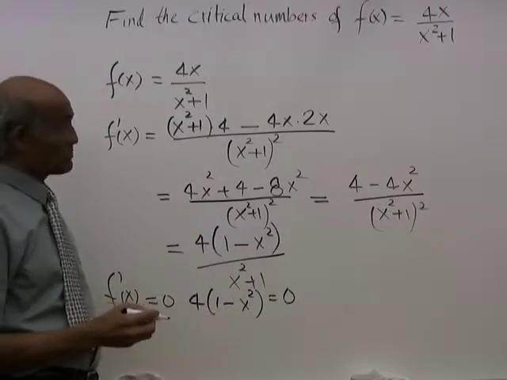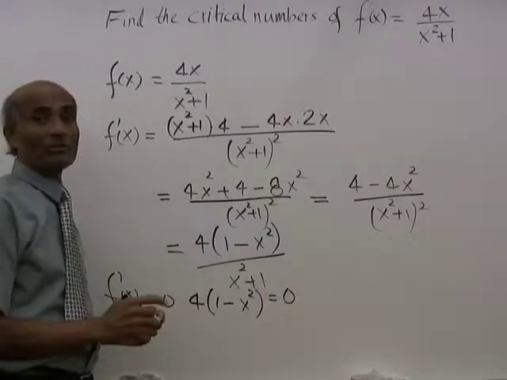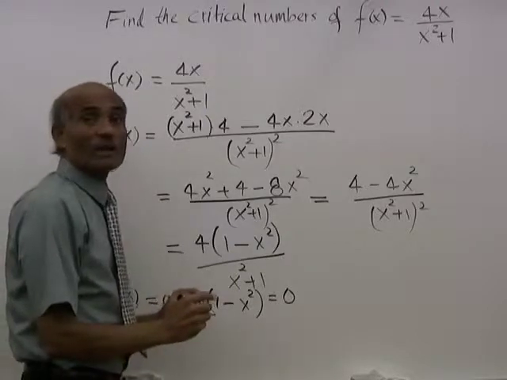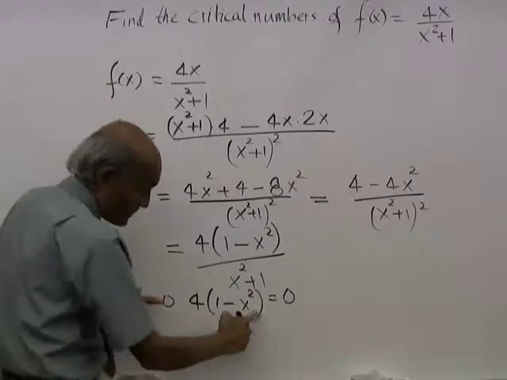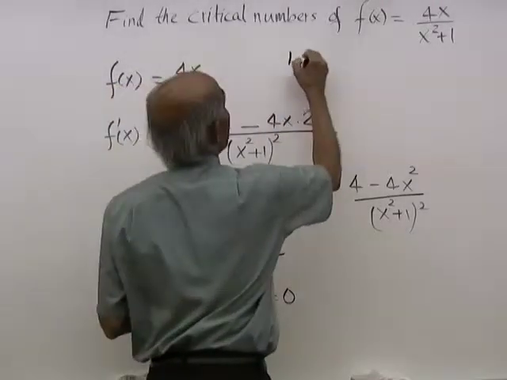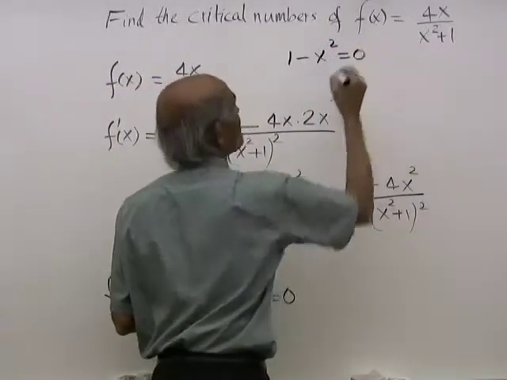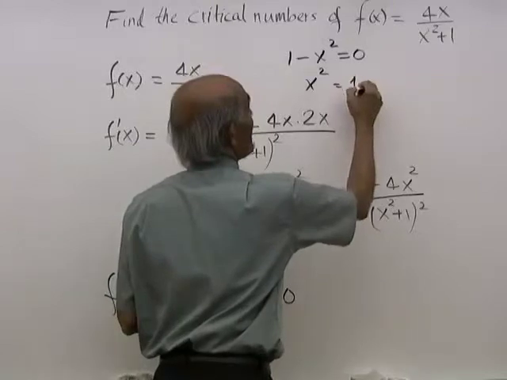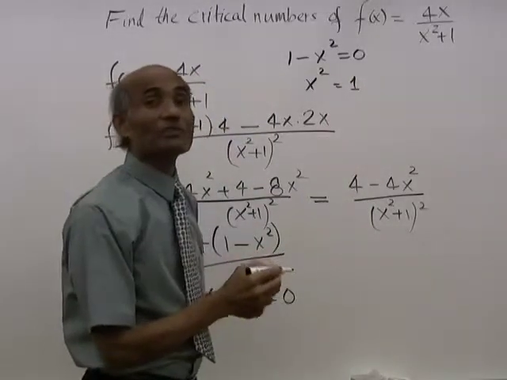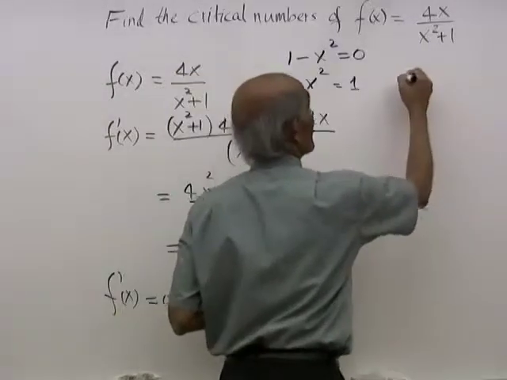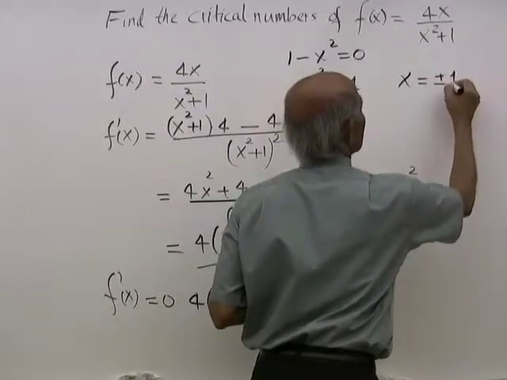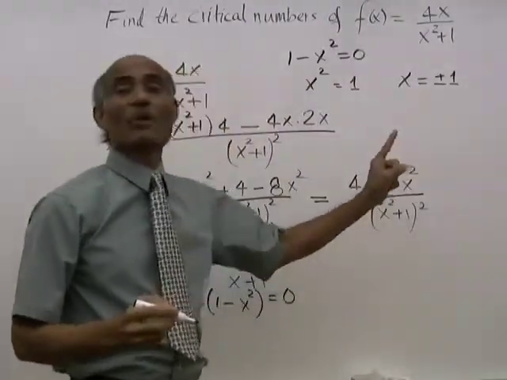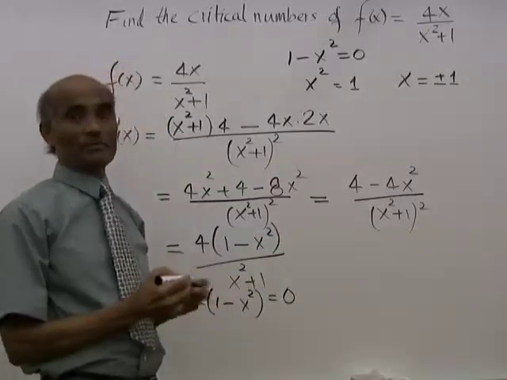Well, 4 times 1 minus x squared, 4 cannot be 0. So I'm going to write over here, 4 times 1 minus x squared becomes 0 when 1 minus x squared is 0. So I'm going to write 1 minus x squared equal to 0, or x squared equal to 1. And what are the values of x? That will give you x squared equal to 1, x equal to plus or minus 1. So the critical numbers are x equal to 1 or x equal to negative 1.